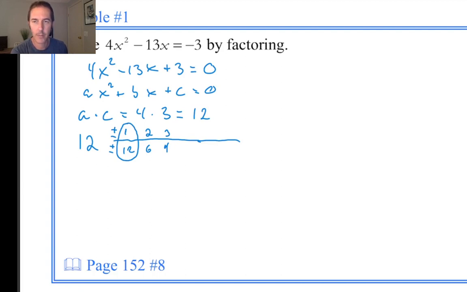And if you want to pause the video and take a moment to write yourself a note as to why we have chosen that pair, then again, we chose it because negative 1 and negative 12 multiply to positive 12, but they add to negative 13. What do I then do with those two numbers?